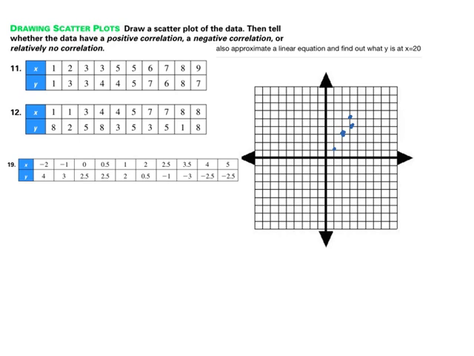5, 4. 5, 5. 6, 7. 7, 6. 8, 8. 9, 7. Okay, when we graph this, we realize that this is a positive correlation.